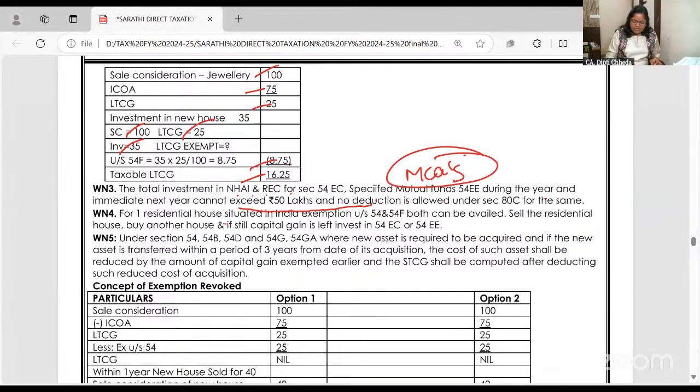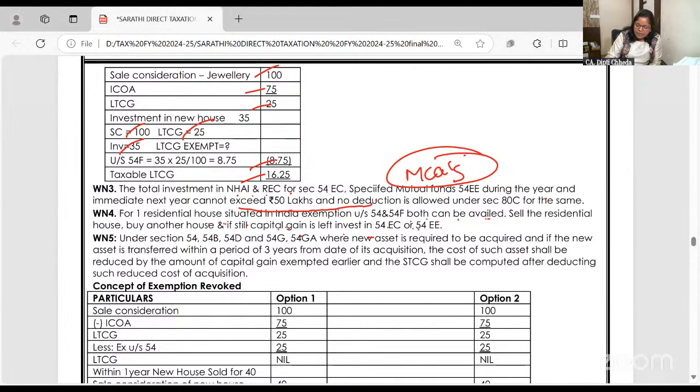For one residential house situated in India, exemption under 54 and 54F both can be availed. You know what is 54? Sell the house, buy the house. What is 54F? Sell jewelry or anything and buy the house. So for the same house purchased, if the value is more, you can avail not double benefit, but both benefits. How? We have to work out the question. Sell the residential house, buy another house, and if capital gain is still left, invest.